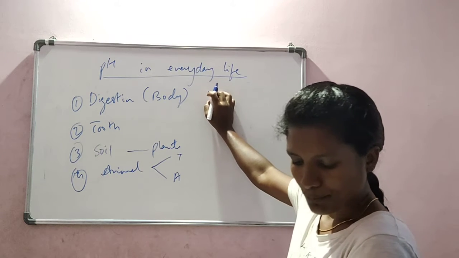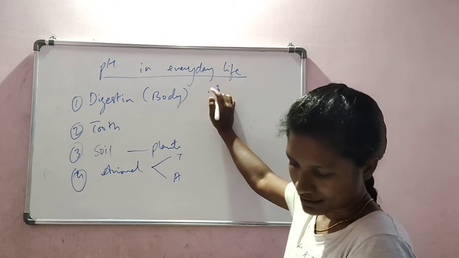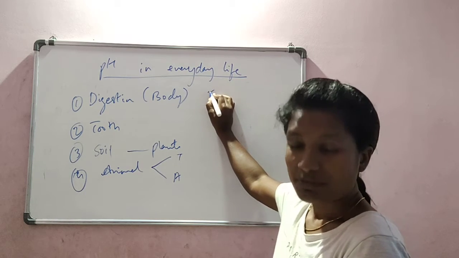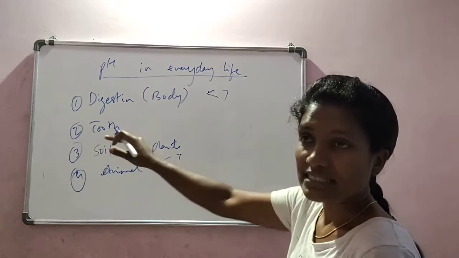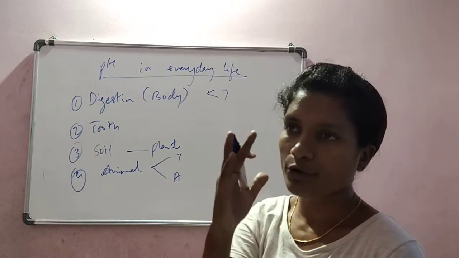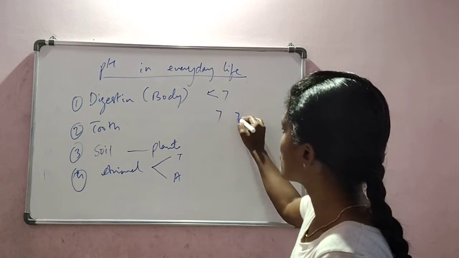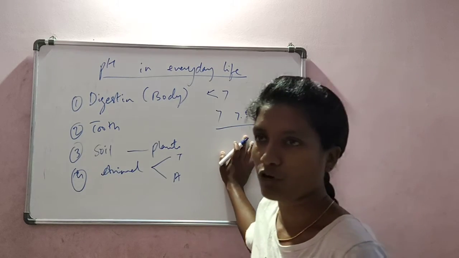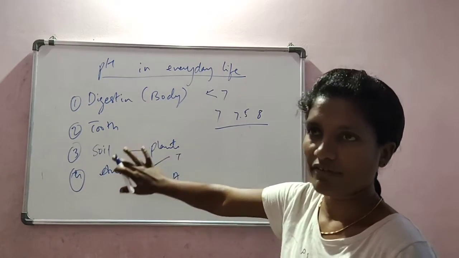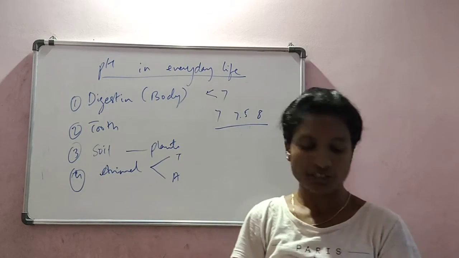They have not given us any proper number here, but we can assume it should not be less than 7. Less than 7 is acidic, right? Always, being neutral is better. So 7 or 7.5, or being a little basic or alkaline, is good for our health. It should not go below 7. If it goes, then it is dangerous for our health.